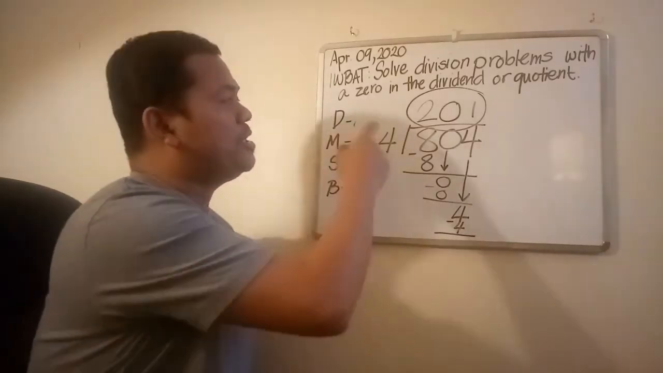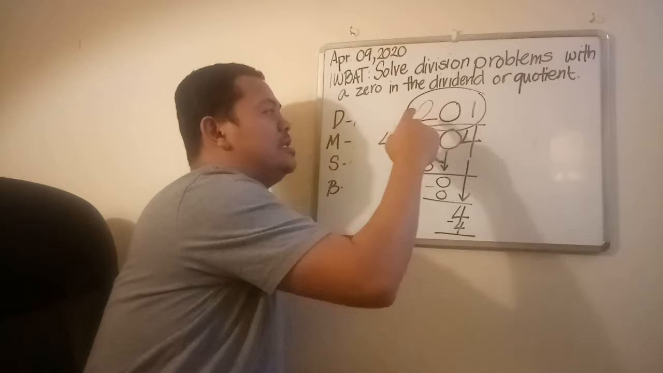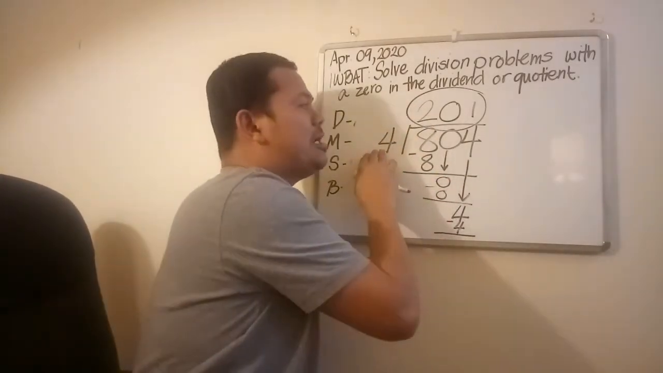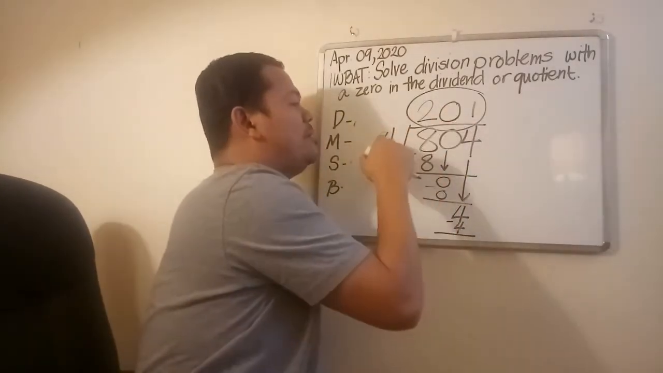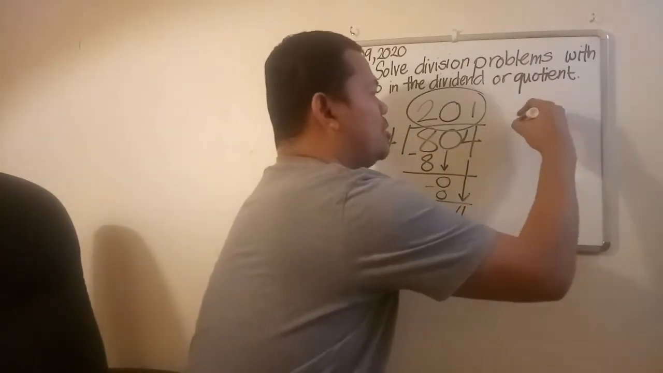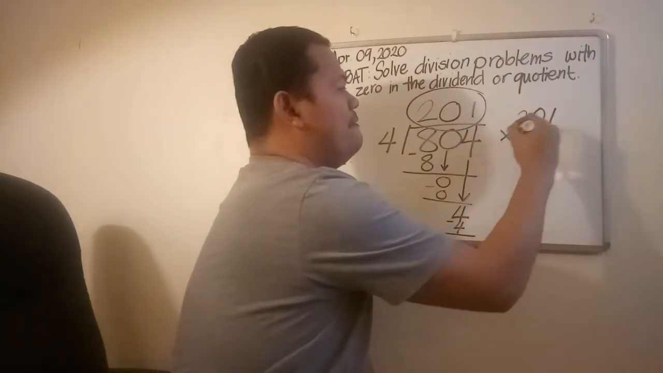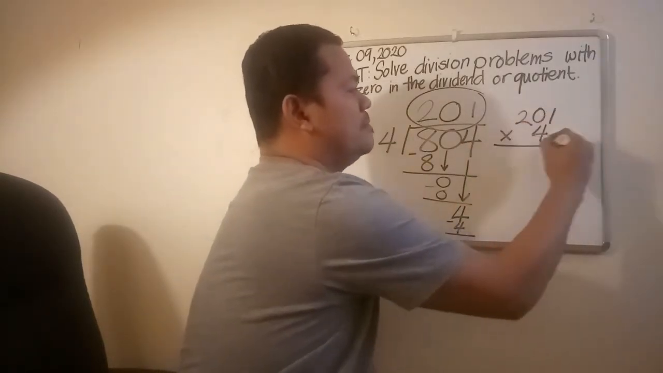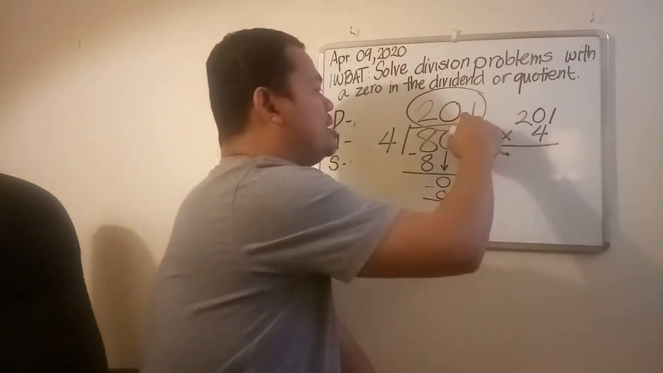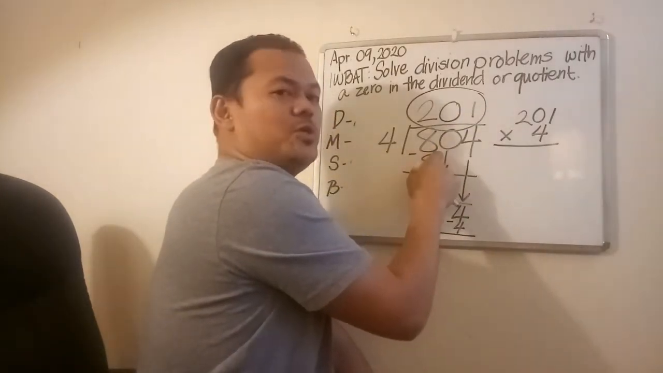Okay? In order to check this one, we are going to multiply your quotient times your divisor. So let's try to check if the answer 201 times 4 is equal to 804. Let's try to check it. 201 times 4. There you go. So let's multiply your quotient times your divisor to see if our answer will be the dividend.